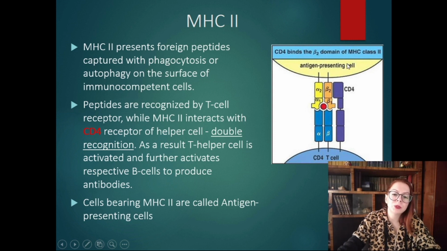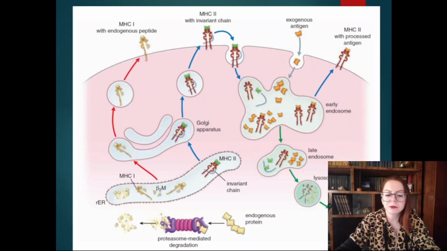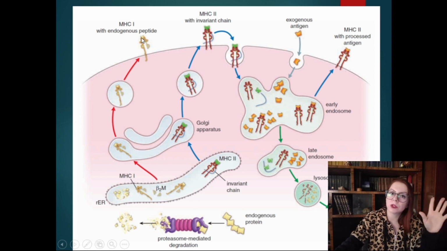Those antigen presenting cells are macrophages, dendritic cells, and B cells. Okay, let's move on. Here the same events are shown in a diagram. For example, the cell produces insulin, and examples of those insulin molecules are presented with the help of MHC type 1 on the surface of the cell.